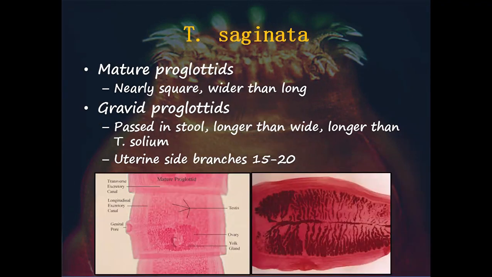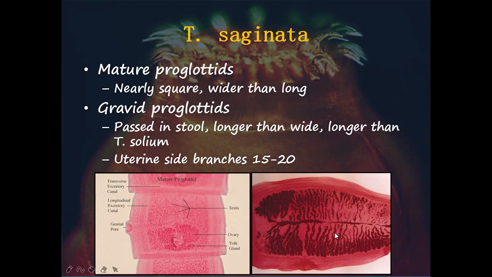So mature proglottids, it is almost square. However, it can still be described as wider than long. You still have your genital pore on one side. You have your male and female single. Gravid proglottids, however, are longer than wide, so similar to T. solium. They are passed in the stool, longer and wide, but much longer when compared to T. solium. And your uterine side branches are between 15 to 20. So you have more uterine side branches. That is probably the reason why they are longer than T. solium.